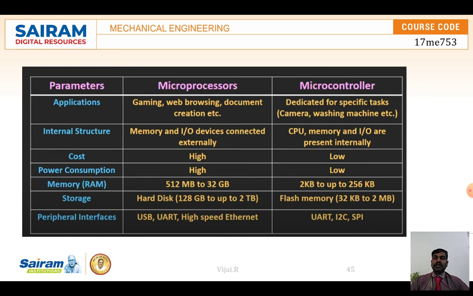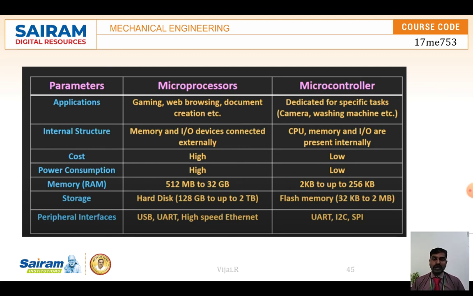It depends upon the application, internal structure, cost, power consumption, storage, and peripheral devices. Microprocessors are used for gaming, browsing, documentation, etc. But microcontrollers are dedicated only to a particular type of operation, such as automatic cameras, washing machines, or microwave ovens. For a particular operation only, the microcontroller will be used.